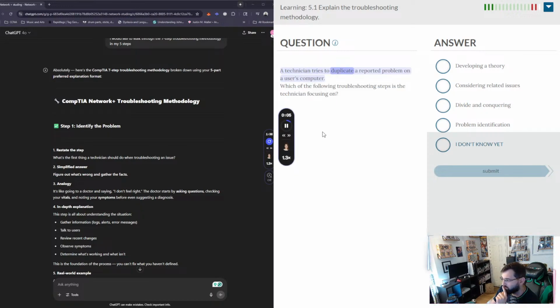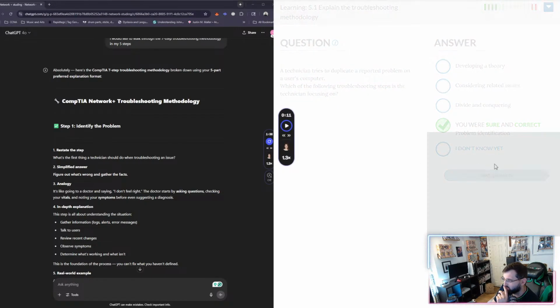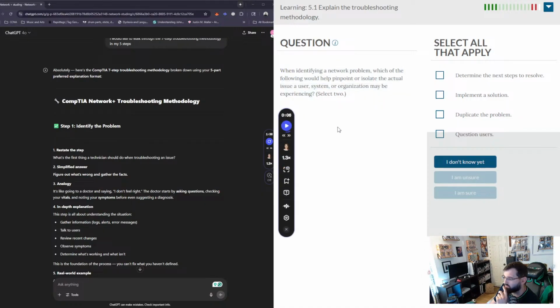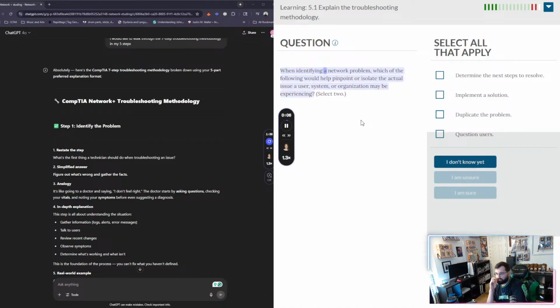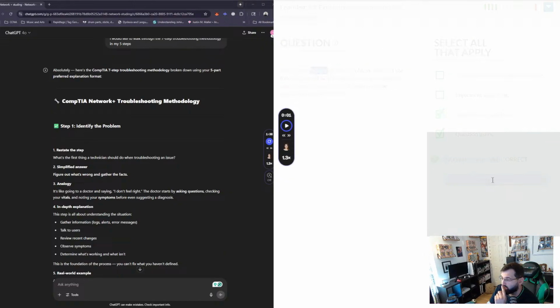A technician tries to duplicate a reported problem on a user's computer. Which of the following troubleshooting steps is the technician focusing on? Okay, we now know that that's problem identification. When identifying a network problem, which of the following would help pinpoint or isolate the actual issue a user, system, or organization may be experiencing? Keyword: identifying a network problem. We're identifying. Okay, so we're not determining next steps to resolve. We're not implementing a solution. We are trying to duplicate the problem, and we're questioning users. Let's go.